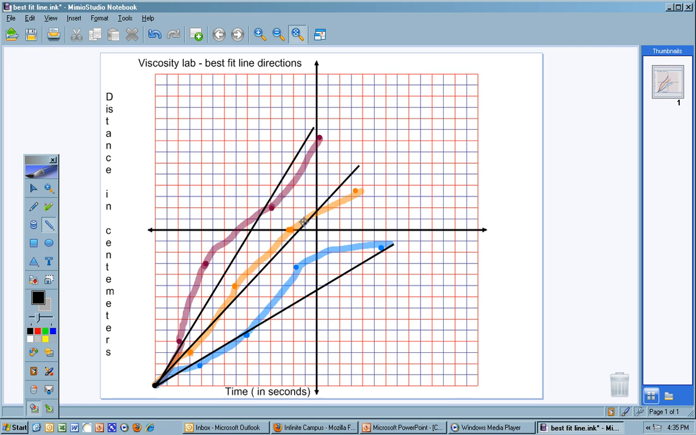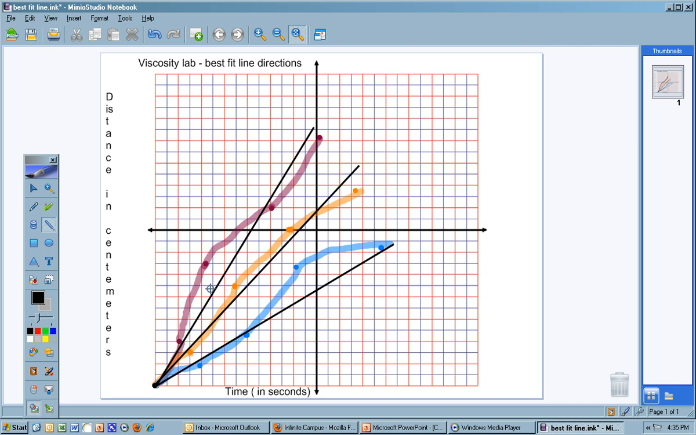So that's pretty much what a best fit line is. It's kind of like taking a crooked line and trying to average it and figure out what the straight line would be. And that's so that when you look at it, you can say, okay, this one here and this one here, this one's faster.